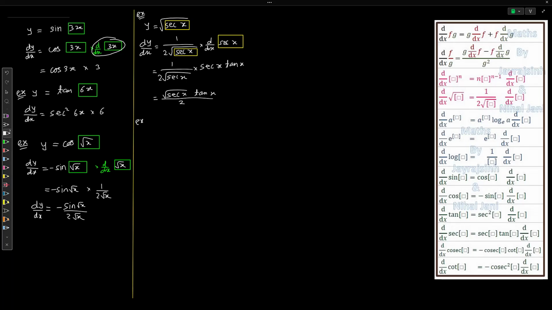Okay. Now let's go for the next one. Y is equal to sec log x. Follow. Which one is inner and which one is outer function? Okay, tell me, on what will we make the box? We will make the box on log x. Well done. So forget about log x and get differentiation of that box.